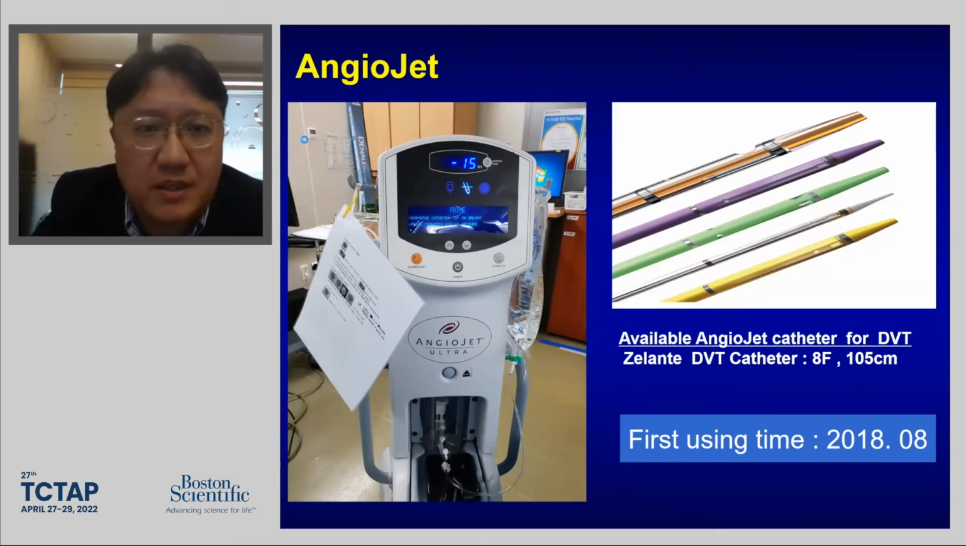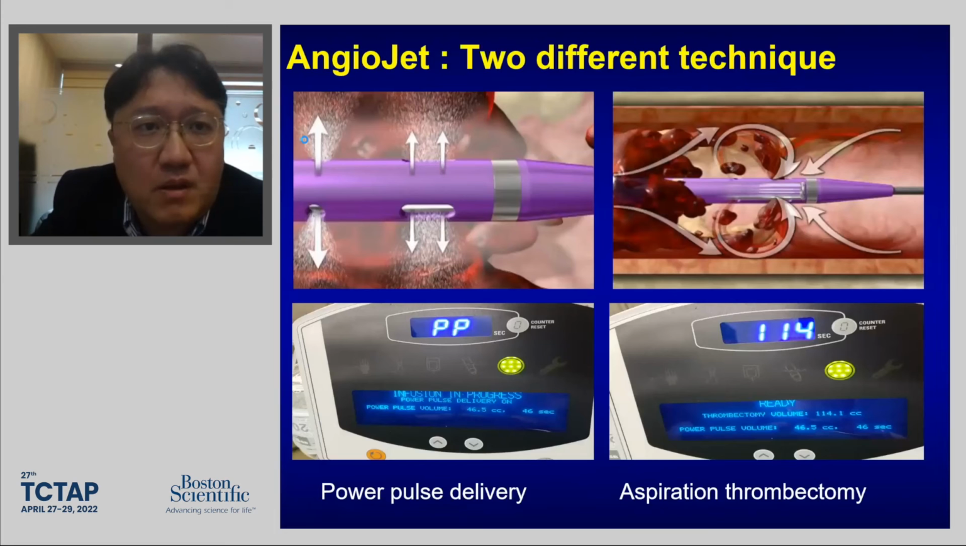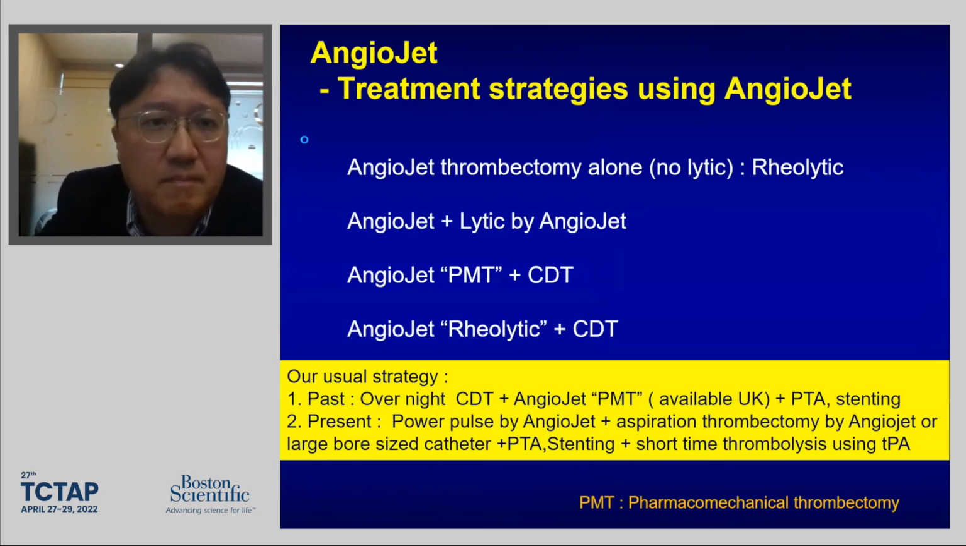This is the AngioJet console and catheter, and the DVT treatment catheter is Zelante. My first time using it was in 2018, when it became available in Korea. AngioJet has two modes, with different techniques: one is power pulse delivery, and one is aspiration thrombectomy.